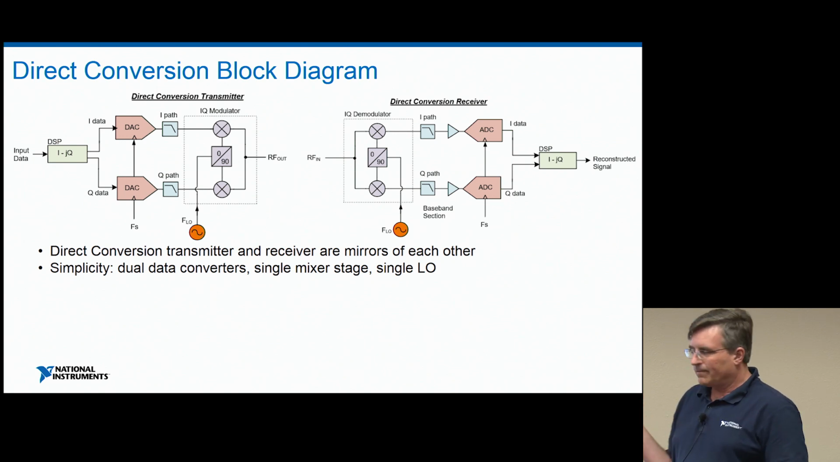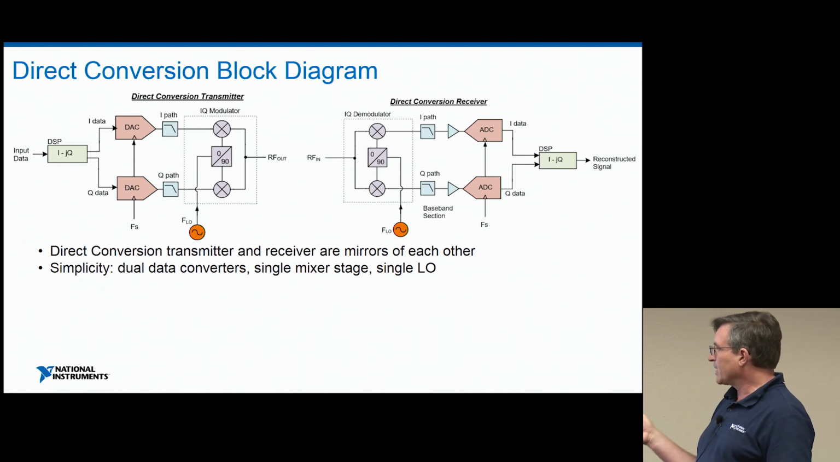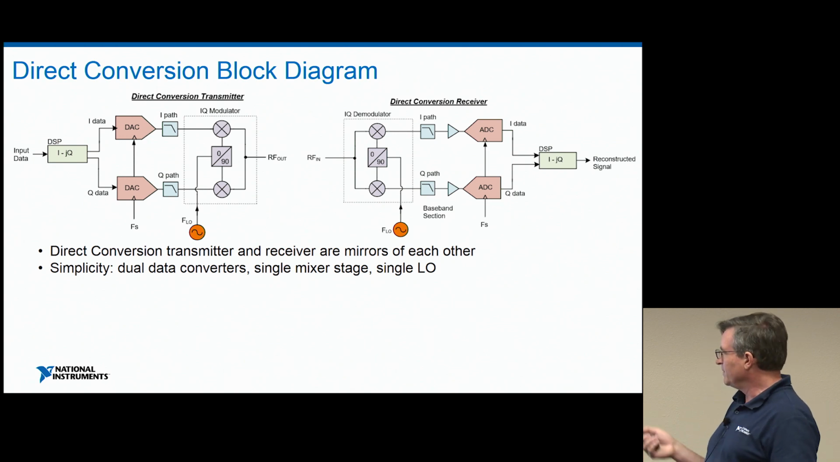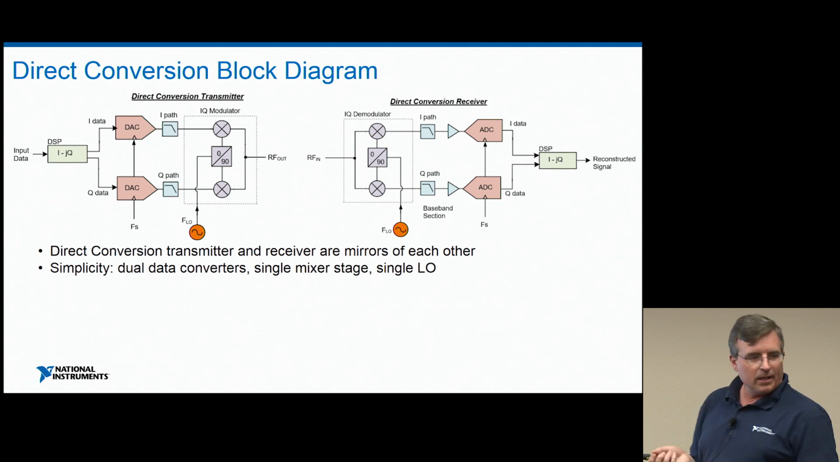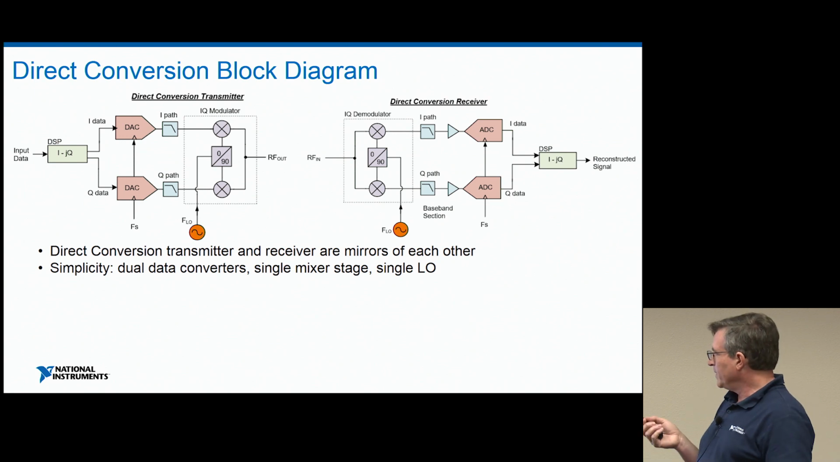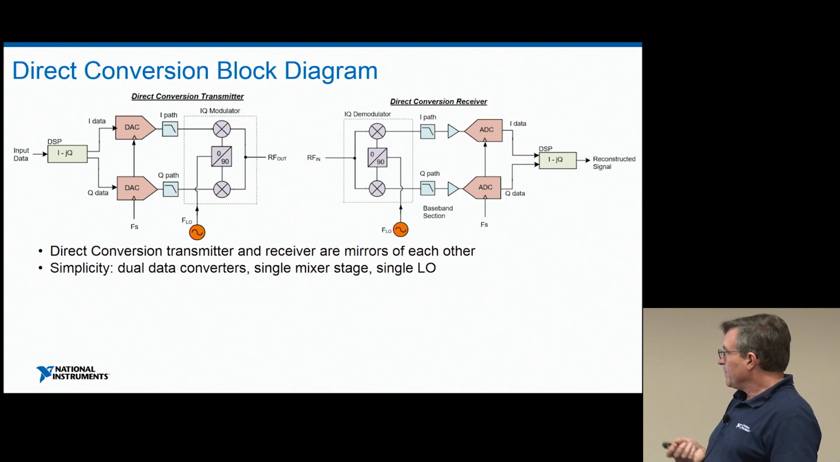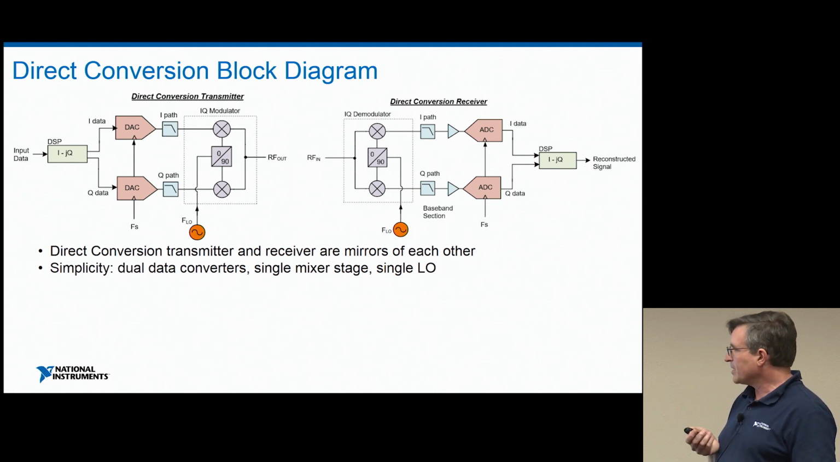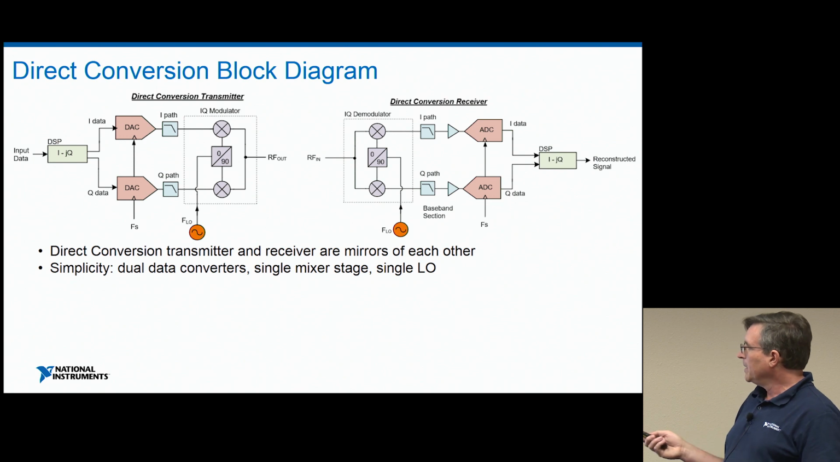So the beauty of the direct conversion is its simplicity. It's got one frequency conversion stage, the IQ demodulator in the receiver case, one LO, and, as I'll be showing later on, a very limited need for RF filtering. So it's quite compact, cost efficient, and all that.